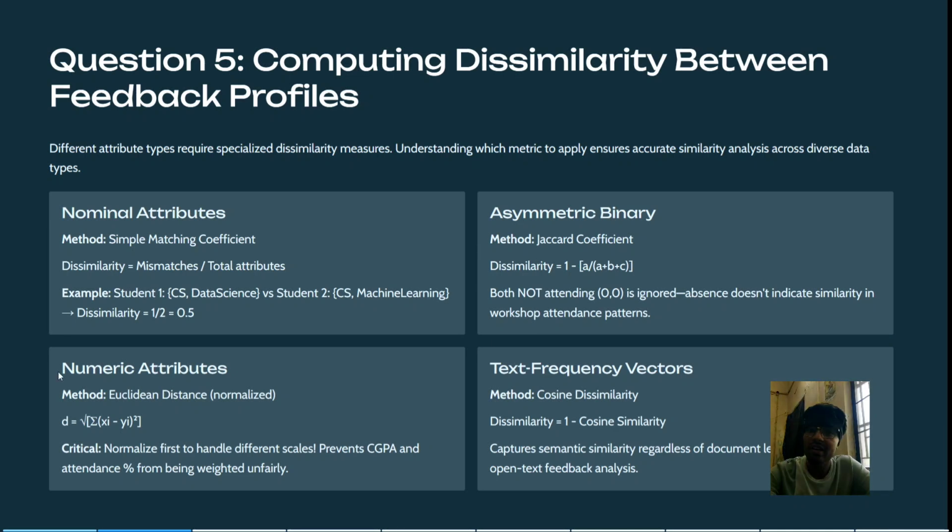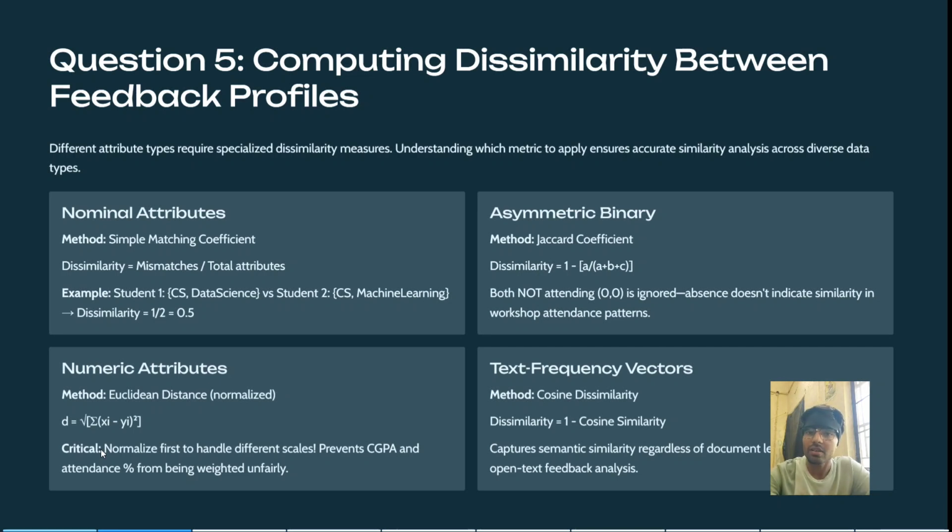So part C, numeric attributes like CGPA and attendance percentage. For numeric data, we use Euclidean distance, but with an important preprocessing step, normalization. Why normalize? Because CGPA ranges from, say, 5 to 10, while attendance ranges from 0 to 100. Without normalization, attendance would dominate the distance calculation unfairly. The normalization formula is: take the value, subtract the minimum and divide by the range. Range will be max minus minimum.